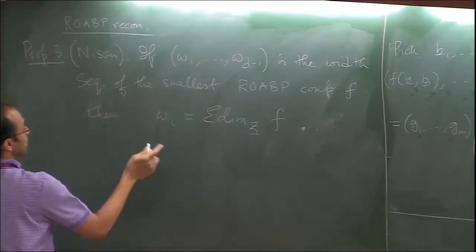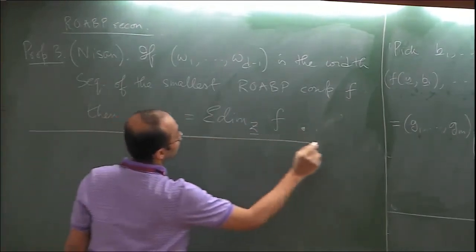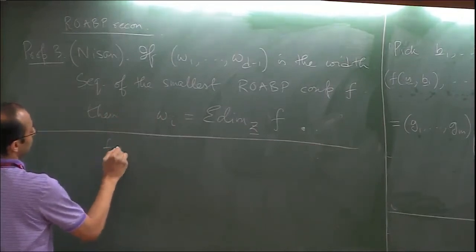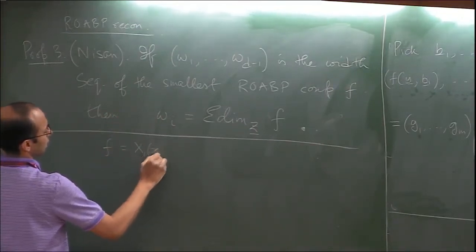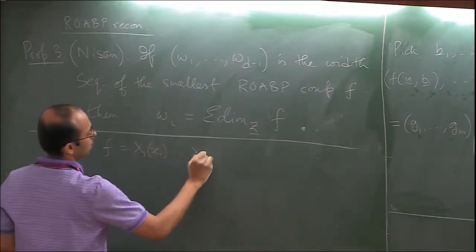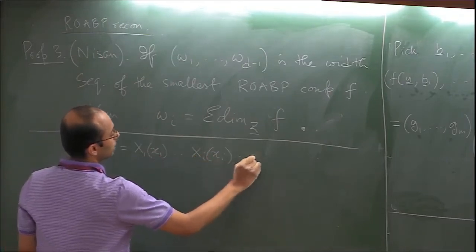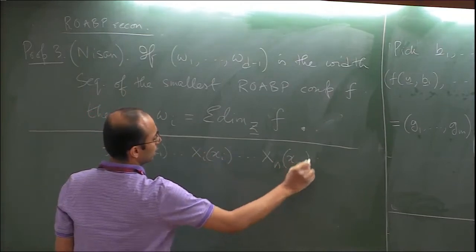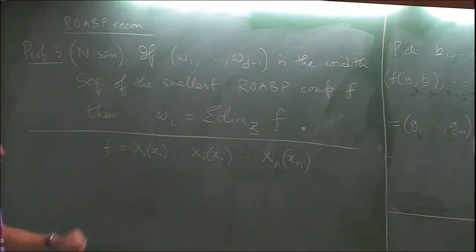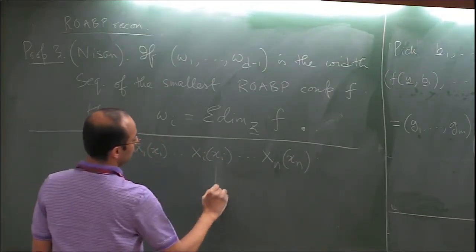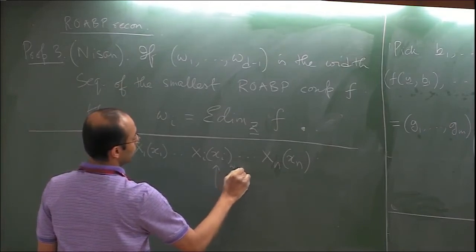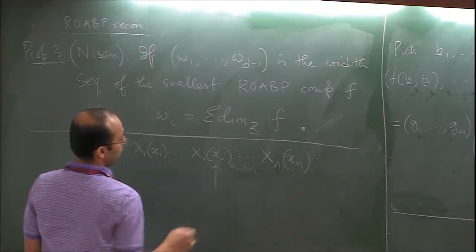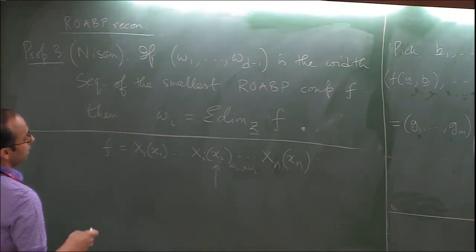Well, let me tell you what Z is. So you think of this as the smallest ROABP computing F. This is the smallest ROABP. Think of this. So this is a W_{i-1} cross W_i matrix.